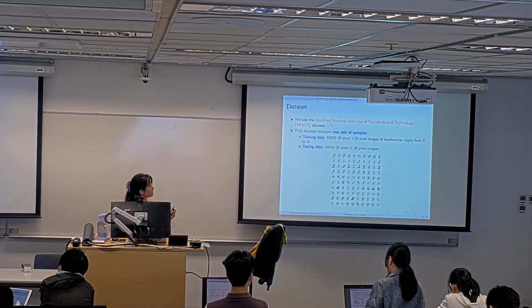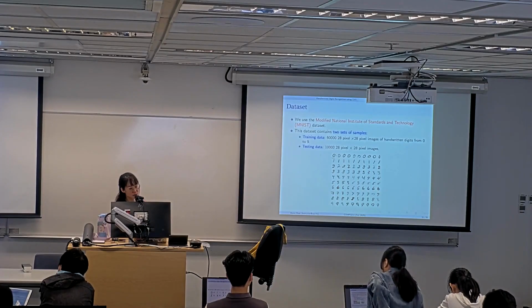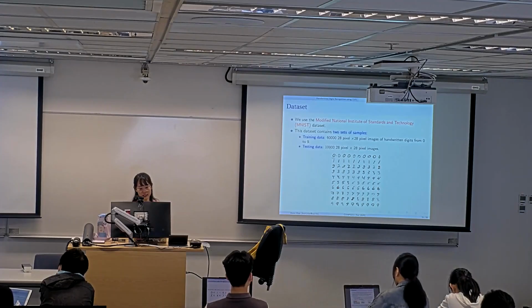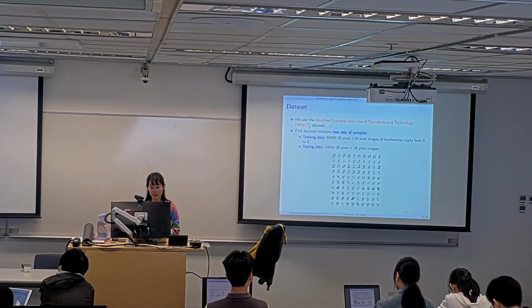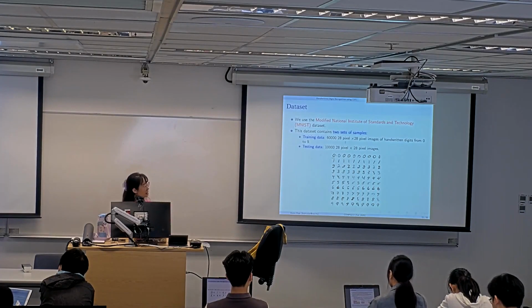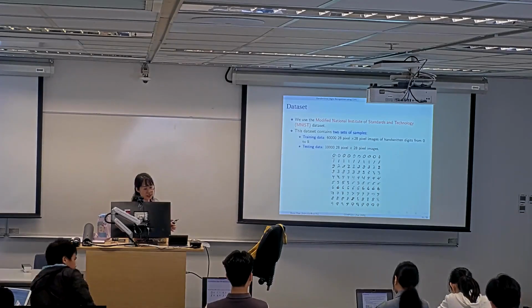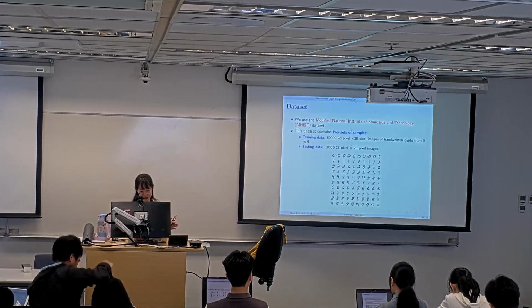It contains two sets of samples: 60,000 training data and 10,000 testing data. All the data are 28 by 28 images. In this case, we simply use grayscale images because the color doesn't matter. So all of these data are grayscale images.